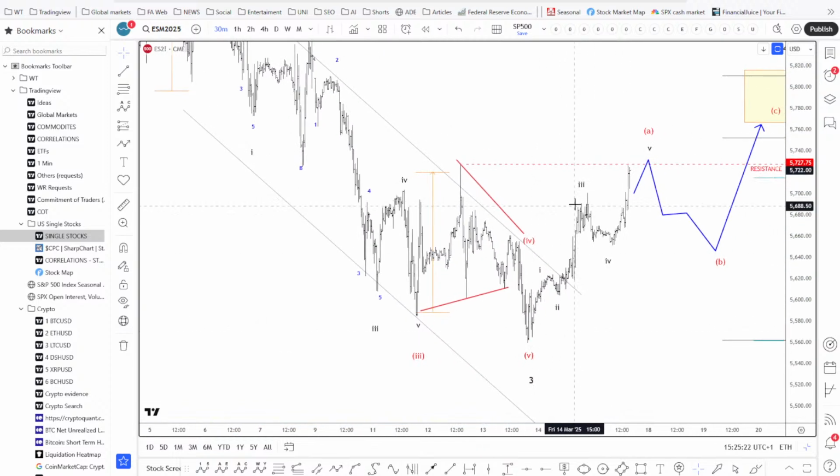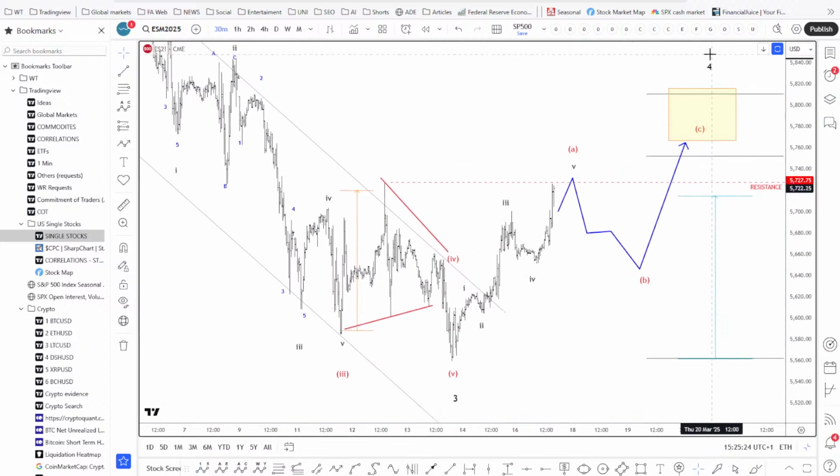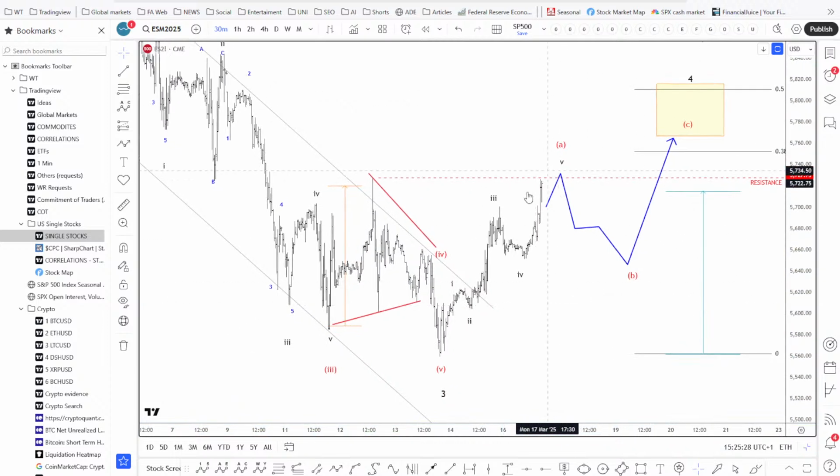So looks like that's an impulse. Even if I'm saying that we are going to see only a wave 4 rally, there will be room for more upside in the short term. So I want to see how the price will respond today around these resistance levels here.